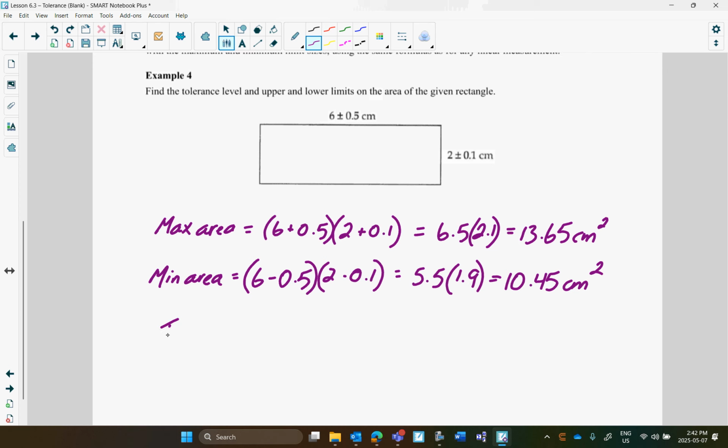So the tolerance is going to be the max or upper minus the min. So 13.65 minus 10.45 gives us 3.20 centimeters squared. So yes, in this case, you needed the units.